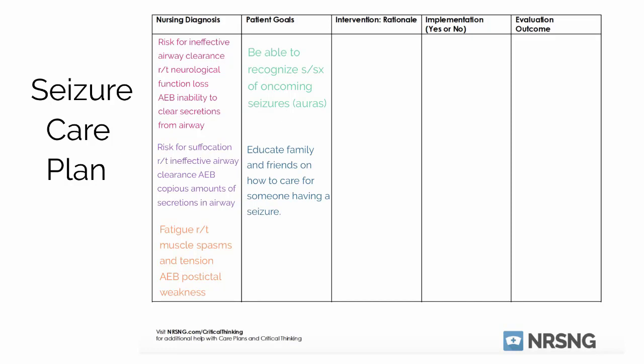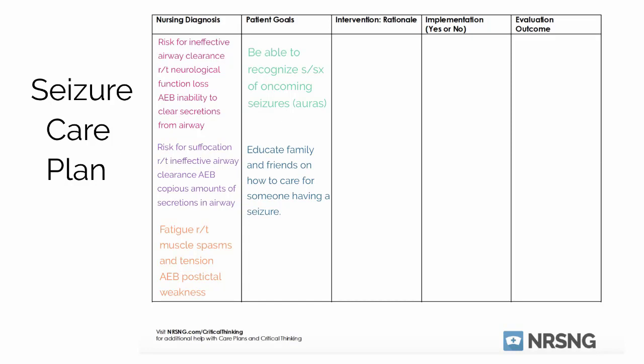The second goal that I put is to educate family and friends on how to care for someone who's having a seizure. You want to make sure that the family knows what to do, such as timing the seizure, making sure that the area is safe, getting them to the floor so they lay down horizontally on their side. Just different things, loosen up clothing if there's anything that's restricting on them.